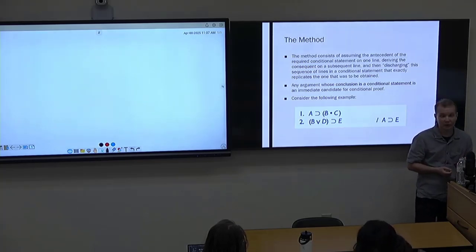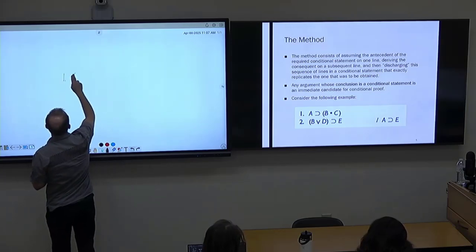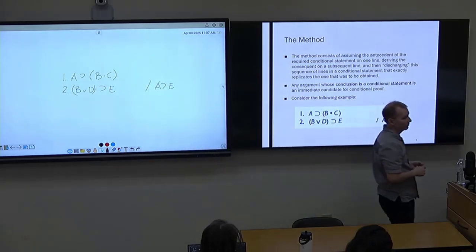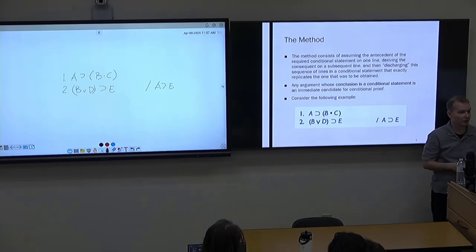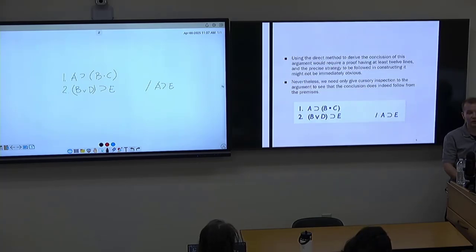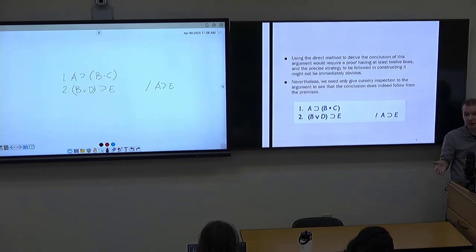Right? So this is a good example which we will start with. Let's say this is what you have. In this case, the conclusion is a conditional statement, and conditional proof, of course, works for conditional statements. It doesn't actually have to be the conclusion, but it starts with the conclusion. Using the direct method to derive the conclusion of this argument would require a proof having at least 12 lines, which is very long and complicated.